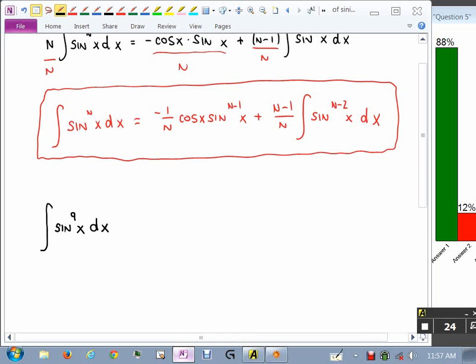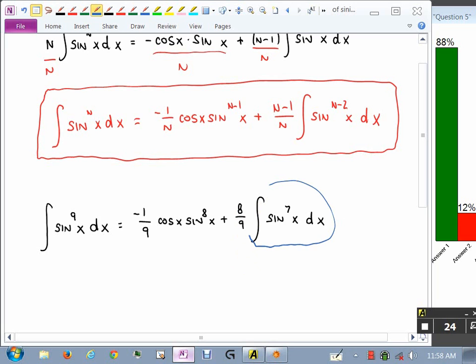Because of this formula, I know that this is going to turn automatically into negative 1 over 9 cosine x sine to the 8th x, plus 9 minus 1, which is 8 over 9, so 8/9 integral of sine to the 7th power x dx, right? But I don't know what this is. But what can I do on this one? Use the reduction formula again.